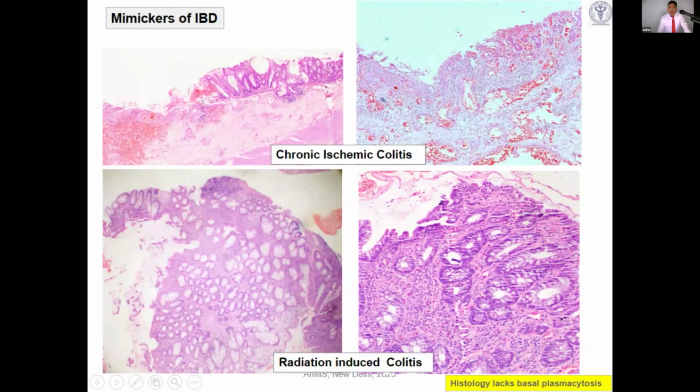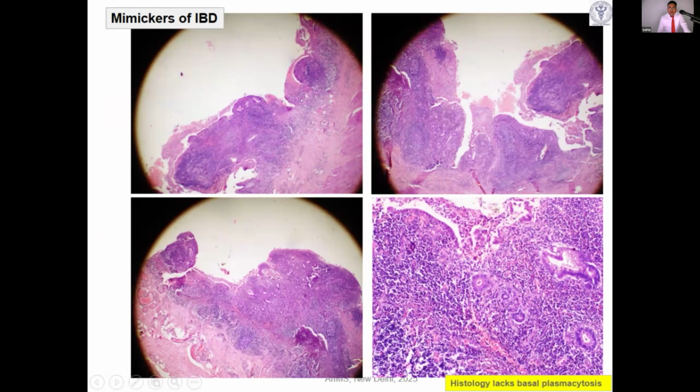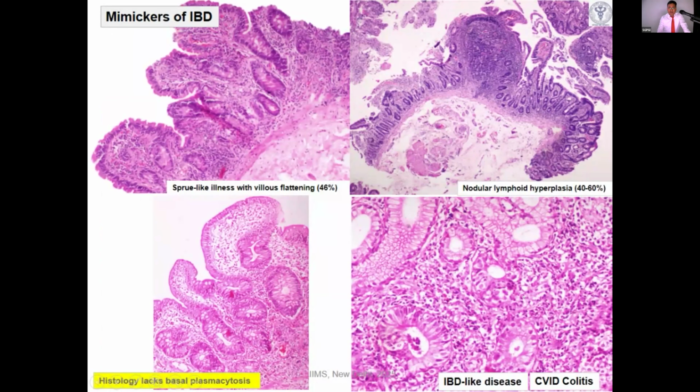These are some examples I will just rush through. These are chronic ischemia, acute and chronic ischemia rather. You can see that there are features of crypt distortion here. This is radiation-induced colitis. You can see a lot of crypt distortion and activity is there. These are diversion colitis. You can see mucosal ulcers. Diversion colitis, one helpful feature is identification of this type of prominent lymphoid aggregates into the mucosa and submucosa. But here, basal plasmacytosis is usually not seen.